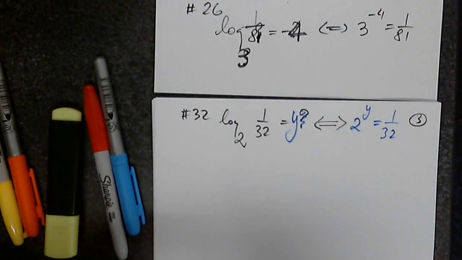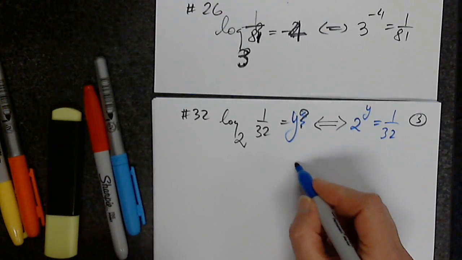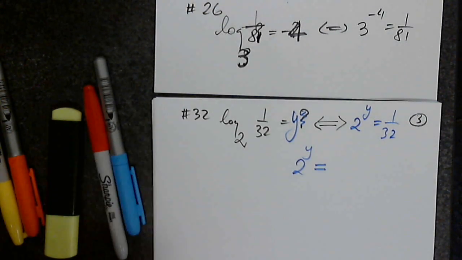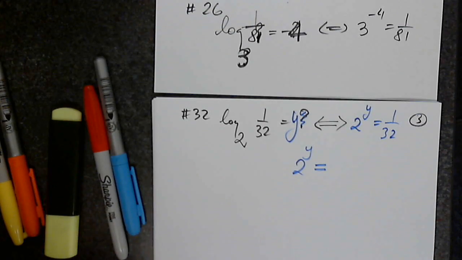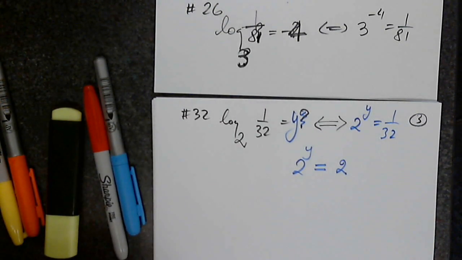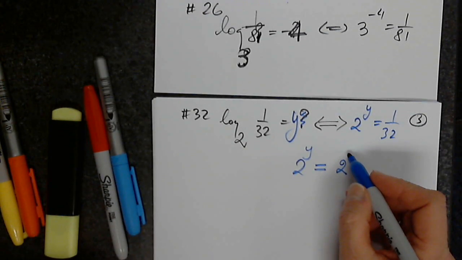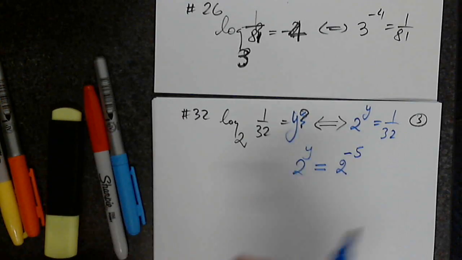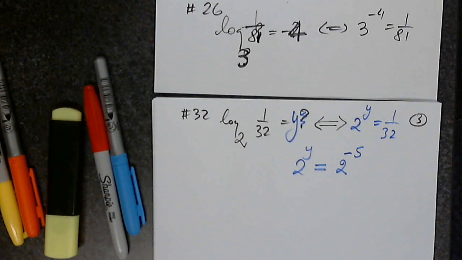Now the question is, can I present both with the same base? Because if I can, then I can easily solve this. 2 to which power? 6? But that would be 64, and not 1 over 32. -5 indeed. 2 to the -5 is 1 over 2 to the 5th, which is 1 over 32.